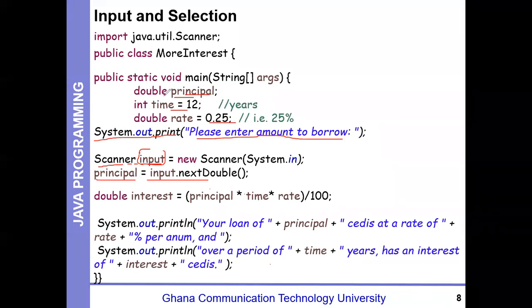So principal, and because principal is double, we are saying .nextDouble. If principal were integer, we would say .nextInt. If it were float, we would say .nextFloat, and so on. So that's the corresponding way of going about it.